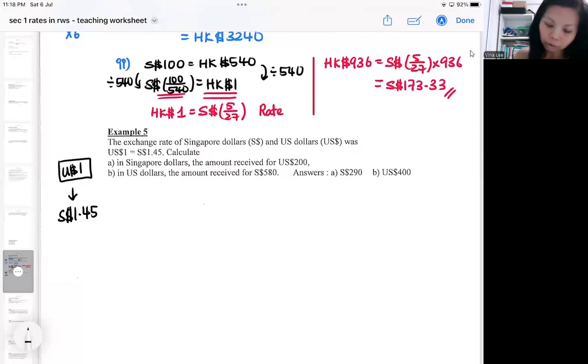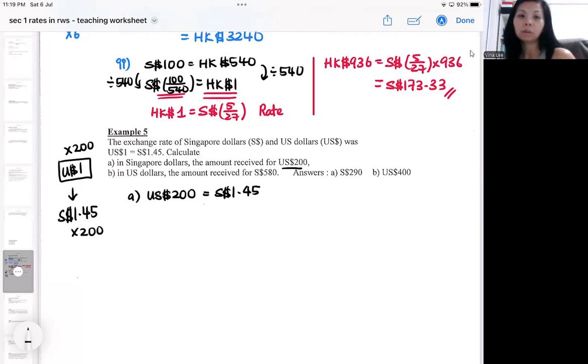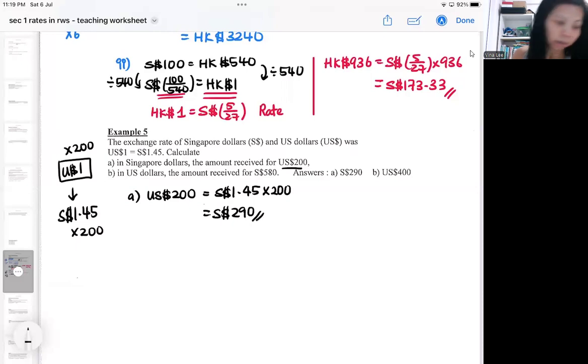Now if you have $200, that means you have 200 pieces of this. So the amount of Singapore dollars that you can receive will be 1.45. You will get 200 times of this because you have 200 pieces of that $1. So that gives you 290 Singapore dollars.